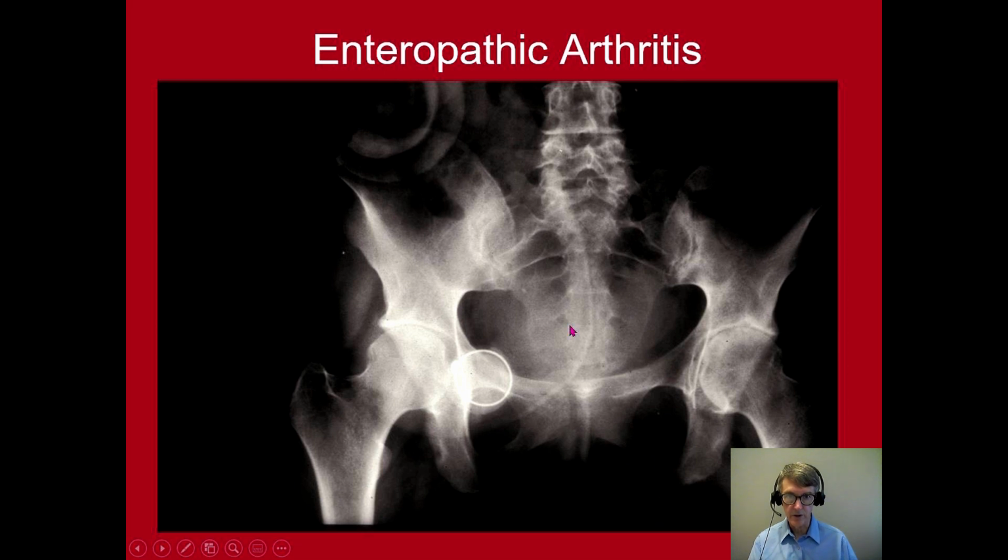In this picture you can see that he has sacroiliitis. There's blurring of this joint and loss of this joint, and there's also some blurring of that joint, and there's significant hip involvement. There's a lot of loss of joint space at the top of the hip here.